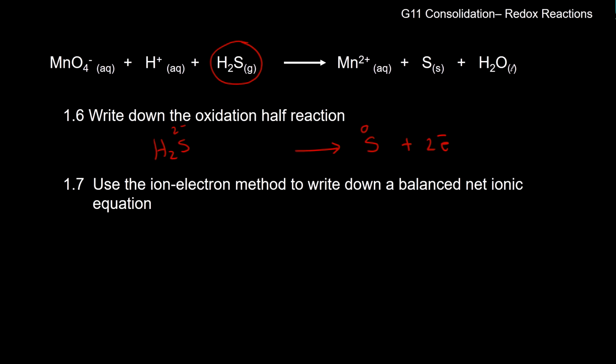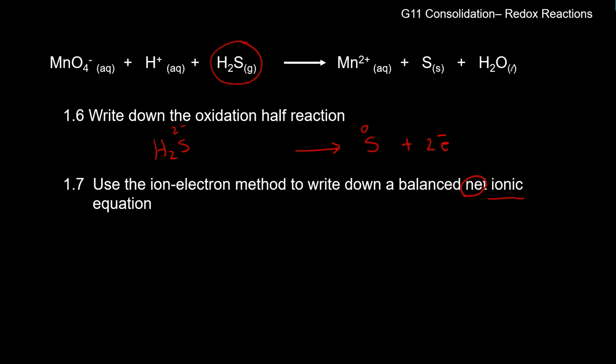Use the ion electron method to write down a balanced net ionic equation. So net means the end, right? The overall. Ionic is where we speak about the ions. So sometimes things are in compounds, and we have what is called spectator ions. They don't participate in the redox reaction, and so to make it simpler for us, we leave those out. So when we're speaking about the ionic equation, we're talking about only the ions that participate in the redox reaction, receiving electrons or giving electrons away.